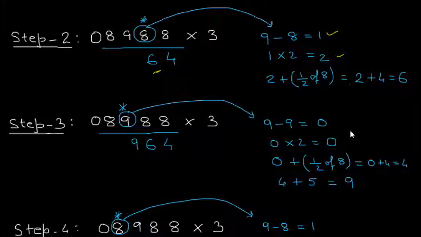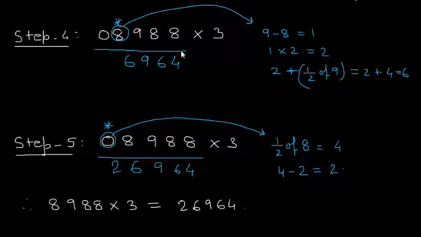Step 3. Number is 9 here. 9 minus 9 is equal to 0. So next we get 0 multiplied by 2, that is doubling of 0 is 0. 0 plus whatever the answer came, plus half of 8. Half of 8 is 4, so 0 plus 4 is equal to 4. So 4 plus 5, why 5? Because 9 is an odd number. We get 9. So put 9 here.